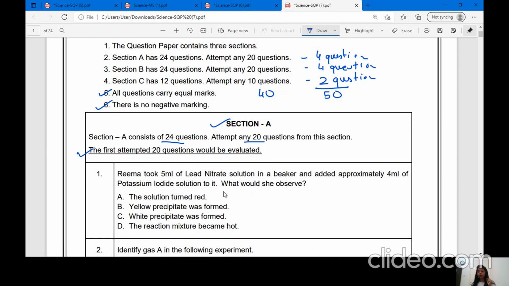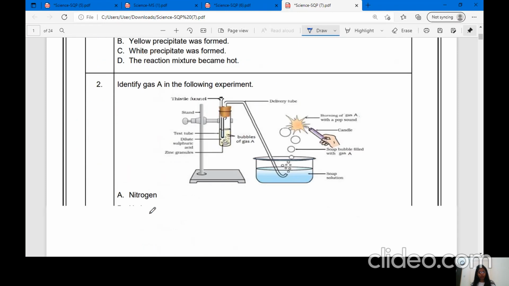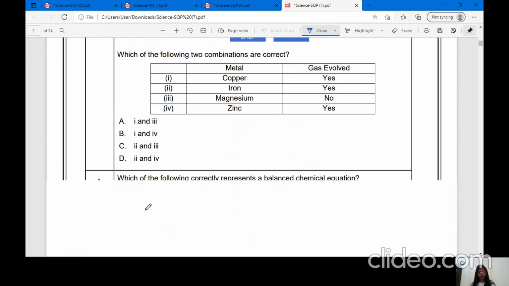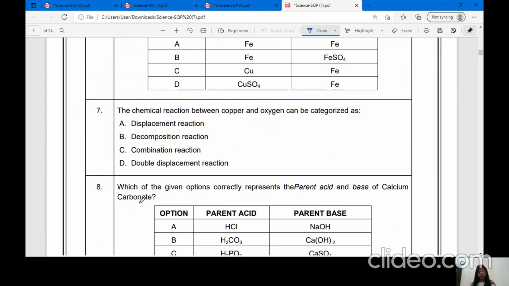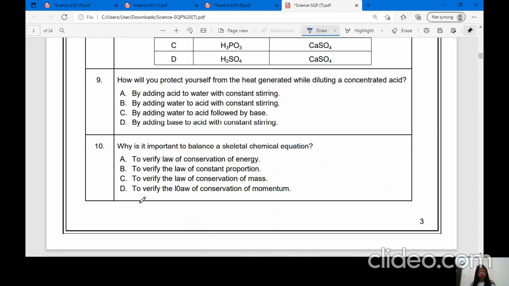So where you are very, very confident that the question is right, you attempt only those questions. So now I'm going down to biology. So where am I? Biology. Scroll down, down, down, down.